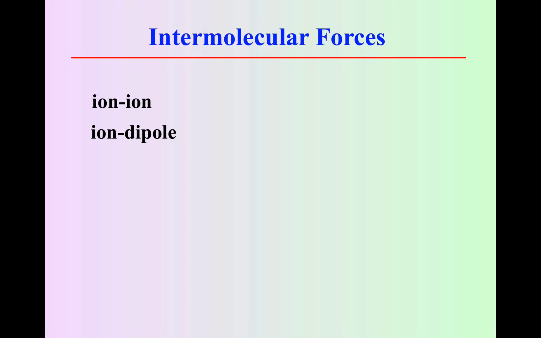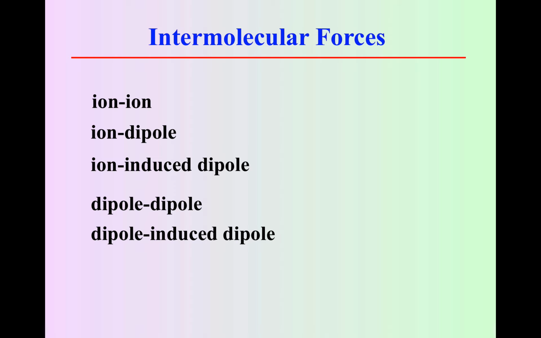Ion-dipole is when you've got a cation or an anion surrounded by something that's polar, like any kind of aqueous solution. Ion-induced dipole would be a cation or an anion with something nonpolar. Dipole-dipole is when two polar things interact with each other. Dipole-induced dipole would be the interaction between a polar thing and a nonpolar thing. And induced dipole attractive forces, that's when you're nonpolar. This is the only option you're left with when you have something like methane.